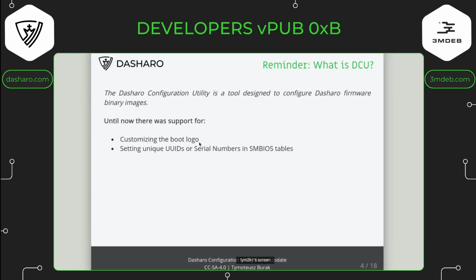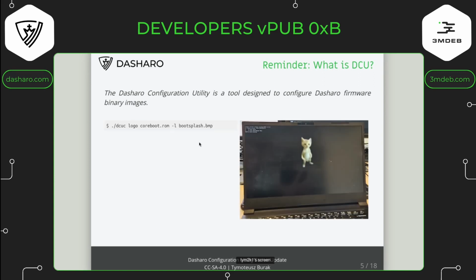It's available as a standalone program or as a container, for ease of use. So in practice, it allowed you to do stuff like this. As you can see, it's called DCUC, which stands for DCU container. So it loads with all the dependencies and it modifies your binary easily.